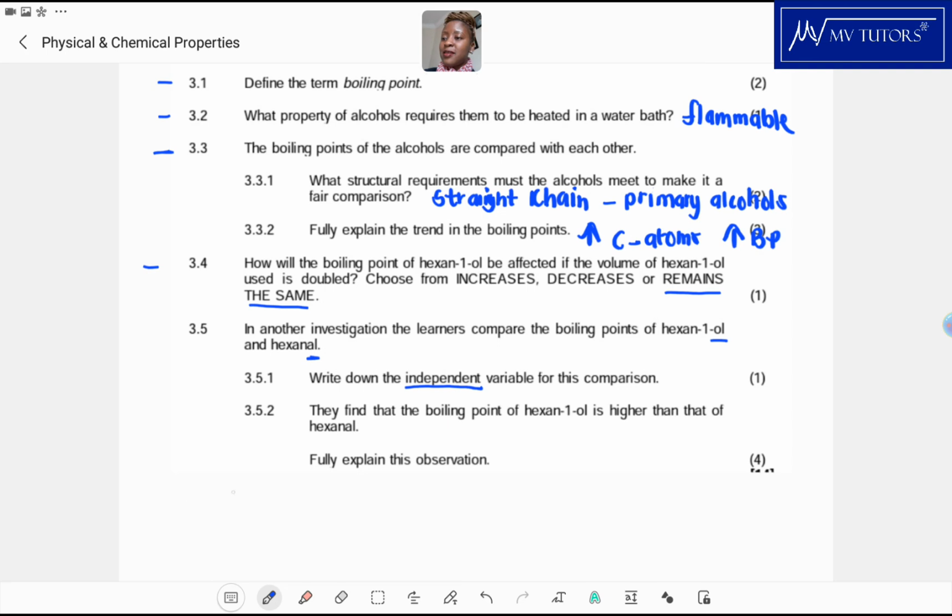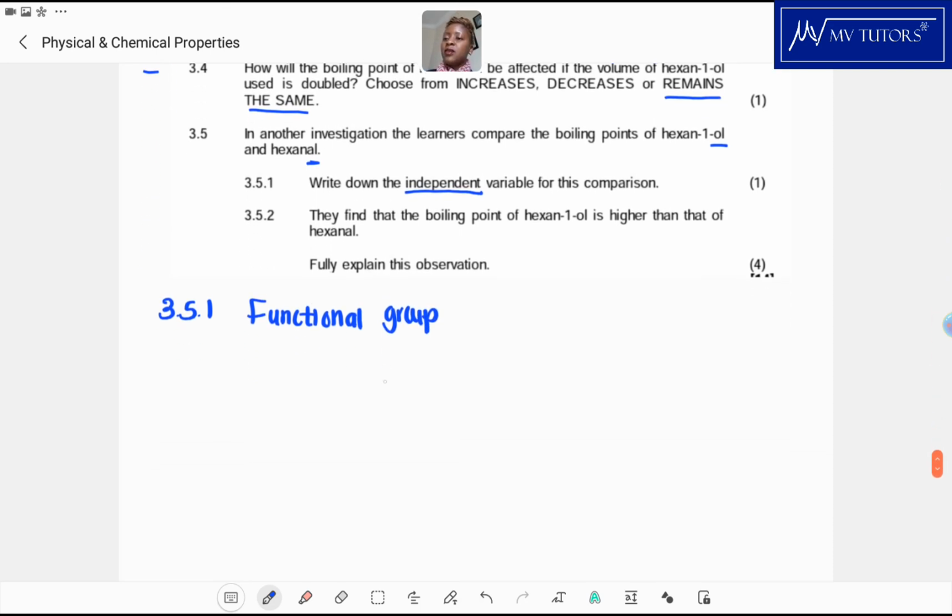Okay, so I'm just going to write these down. If you had a graph there, you would have your functional group here, and then you'd have your boiling points there. So what happens if you have an aldehyde? Would your boiling point be high? If you had a ketone, if you had an alcohol, how will that relate? So your boiling point depends on your functional group. So your independent variable is the functional group.